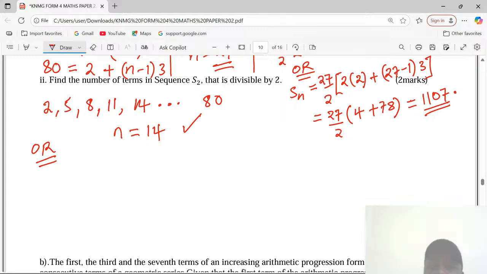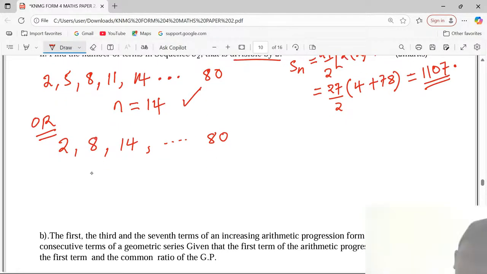Look at this. What if we say that in this particular sequence, the even numbers, the ones divisible by 2, are 2, then we skip to 8, then we skip to 14, like that, all the way to 80. So now this is a different sequence whereby the first term is 2 and the common difference is 6. From 2 to 8, then to 14, then 20, 26, like that, until 80.